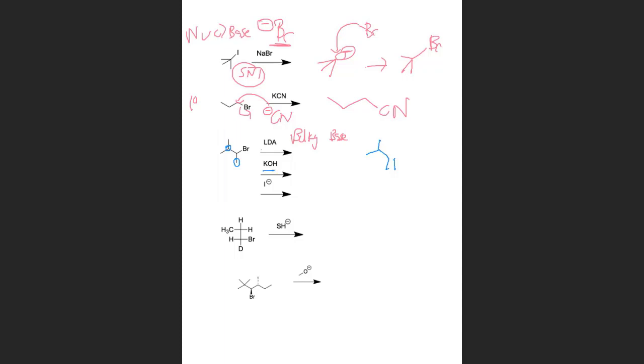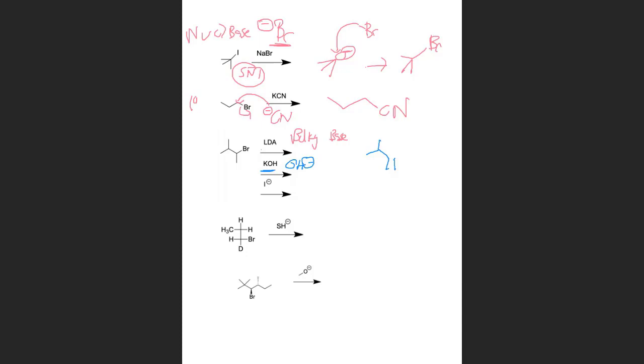Now, if we do KOH, we have OH minus. This is a strong nucleophile and a strong base. So my question is, do we think it's going to prefer an SN2 reaction or an E2 reaction? Okay, we have one answer for SN2. Does anyone else think differently? Okay, so we have E2 and SN2.